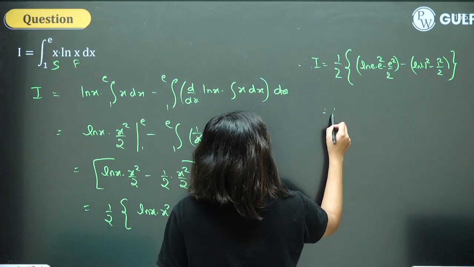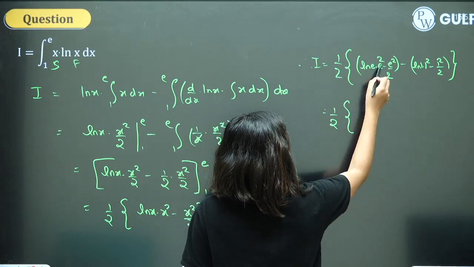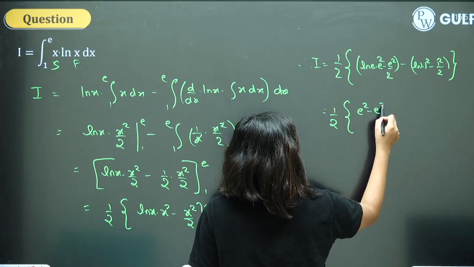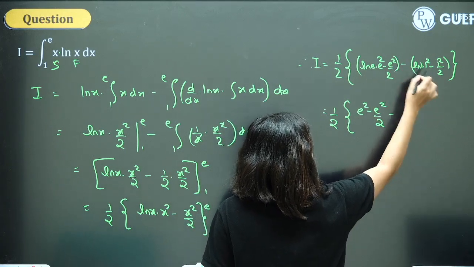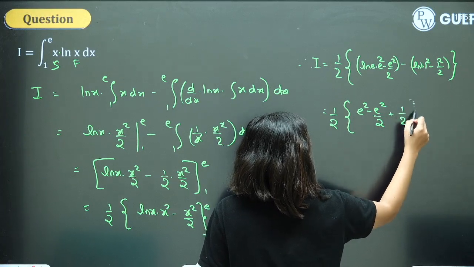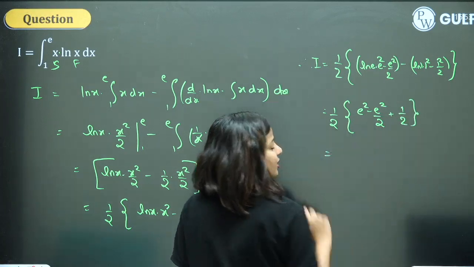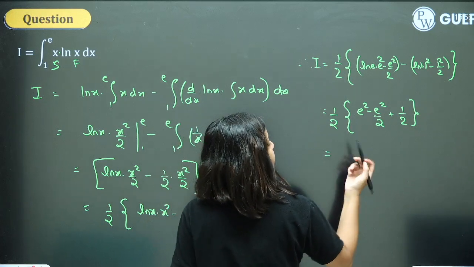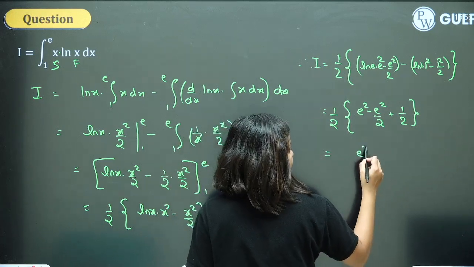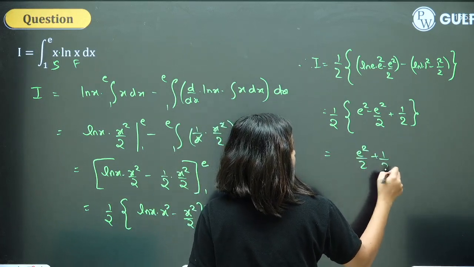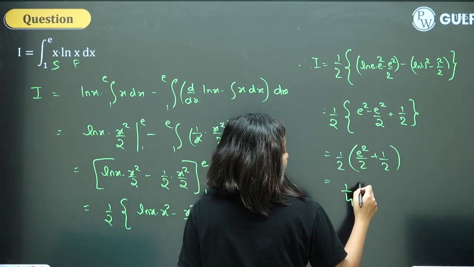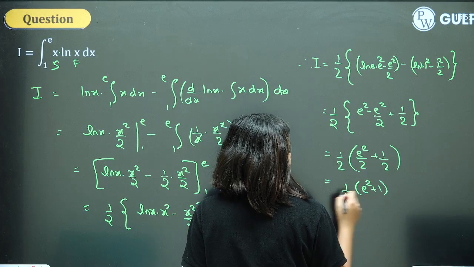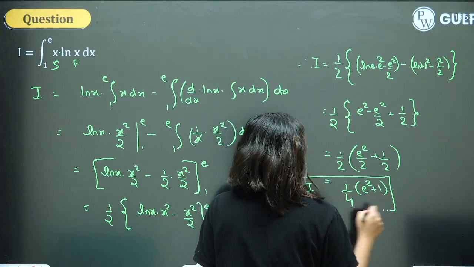चलो फटाफट खत्म करते हैं इसको. Log e is 1, so e square minus e square by 2. Log 1 is 0 out. 1 by 2 minus of minus plus 1 by 2. That gives me e square minus e square by 2 will be e square by 2 plus 1 by 2, and outside 1 by 2. 2 comes out. 1 by 4 times e square plus 1 is the answer to this question of by parts.